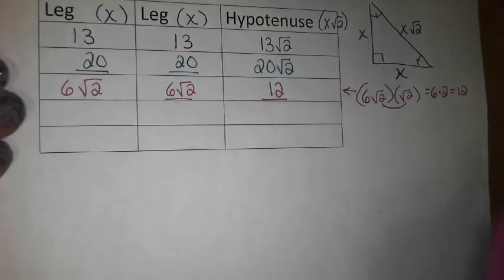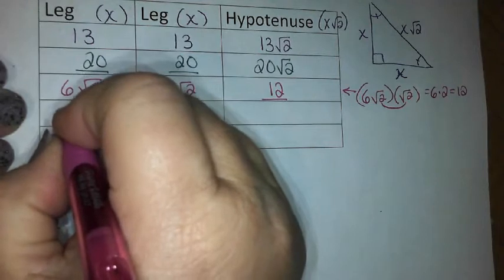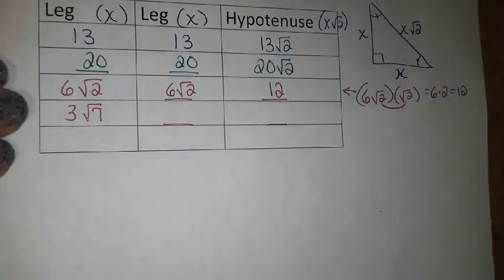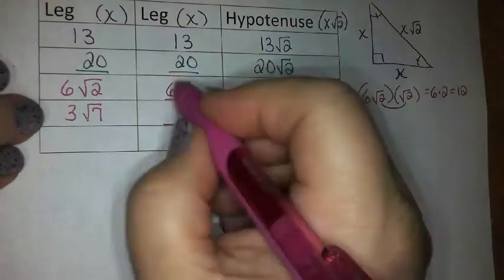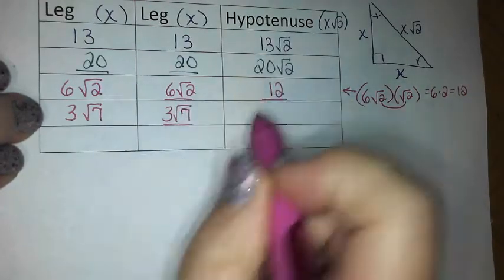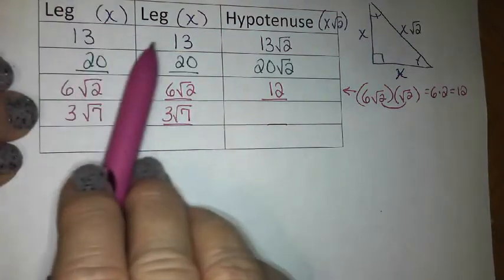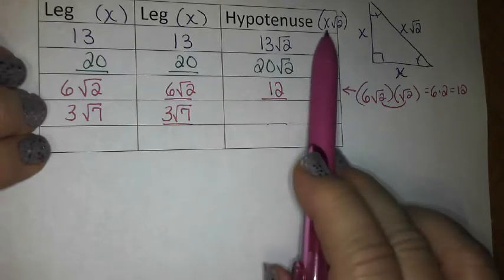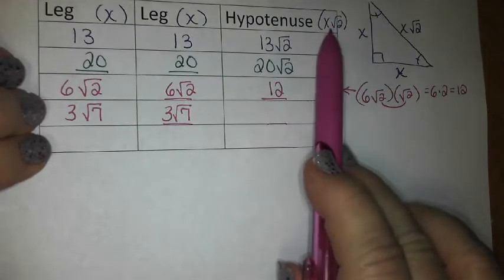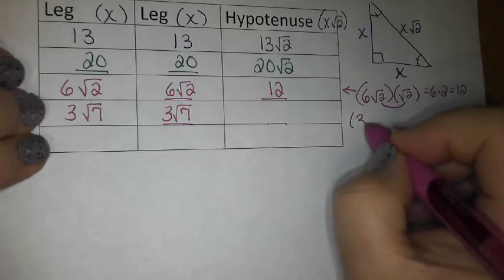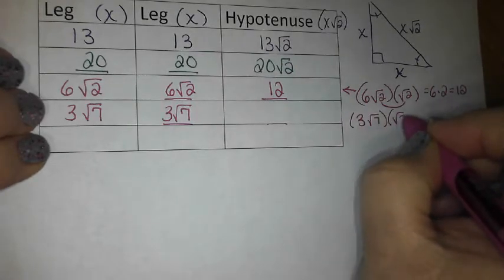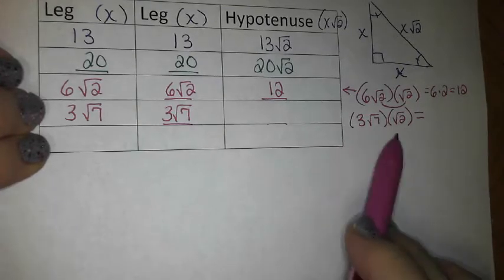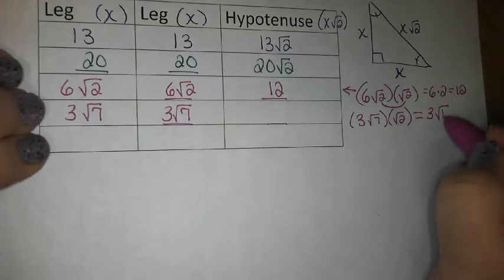What if I did something weird, like this one is 3 root 7, and you had to pick the other two? Well, the first leg is also 3 root 7 because in a 45, 45, 90, the legs are always the same. How would I get the hypotenuse? Well, my rule tells me x times the square root of 2. So it's 3 root 7 times the square root of 2. And when I multiply those together, I simply get 3 root 14.